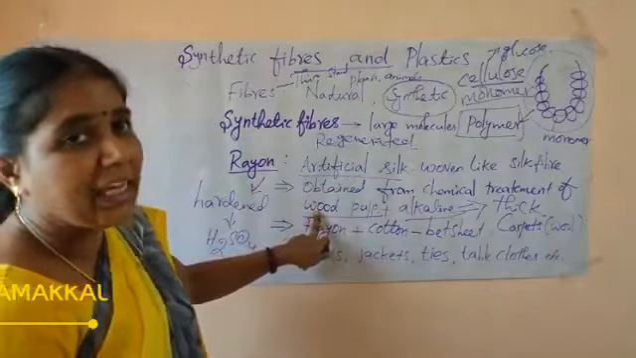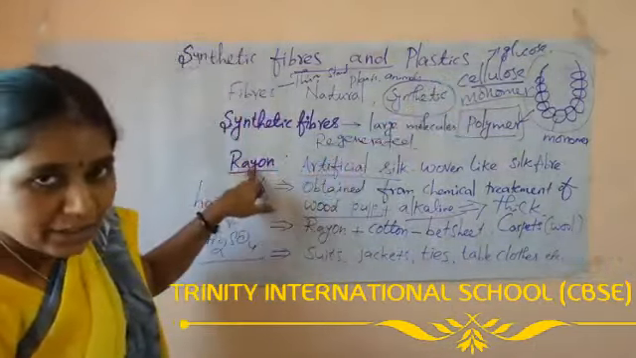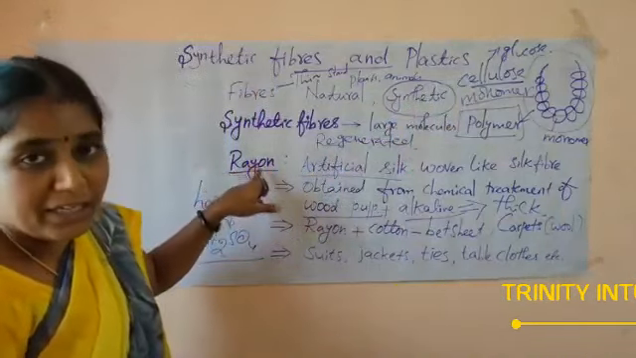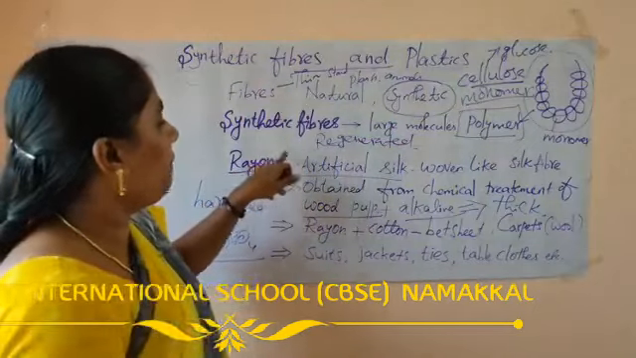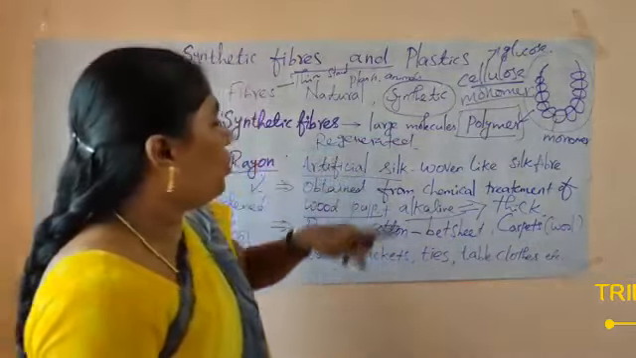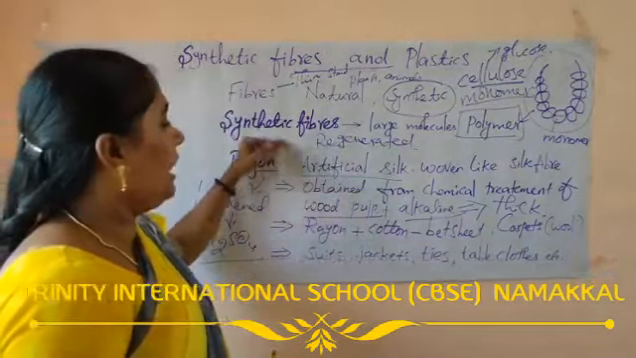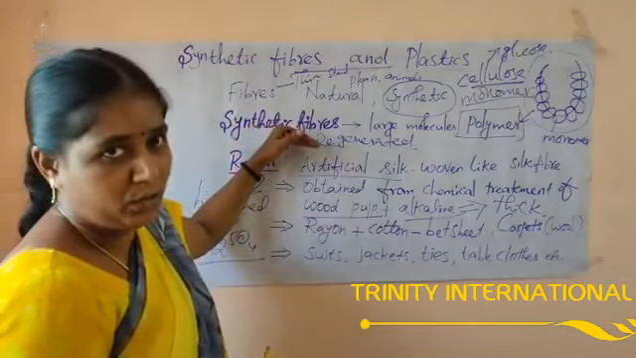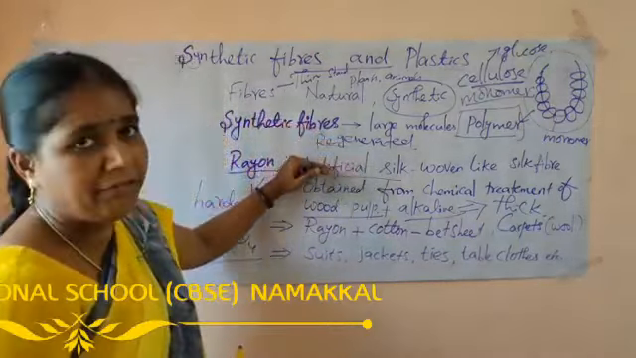Normally wood is made of the polymer unit cellulose. So this rayon fiber is also a regenerated fiber. Why are they calling it a regenerated fiber? Because the raw material cellulose is broken down, and again it gets reformed. So it is called regenerated fiber.